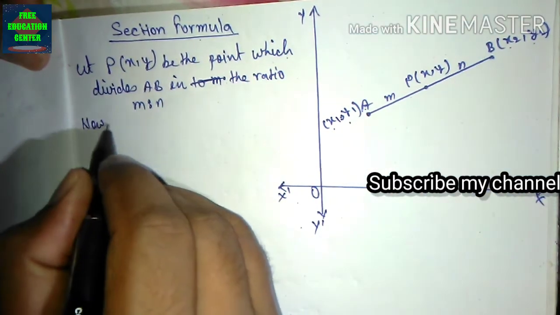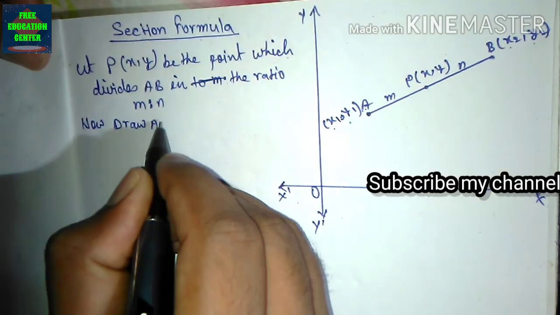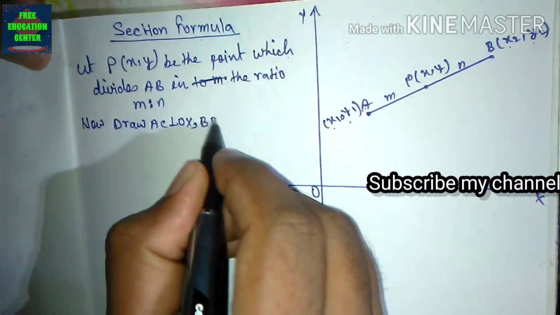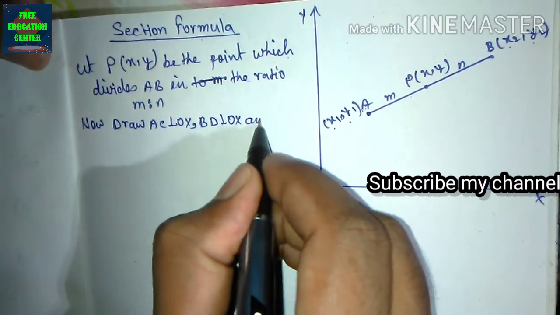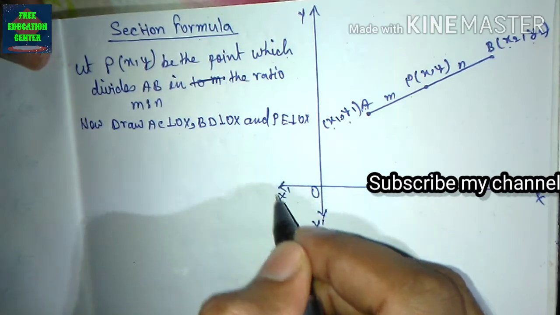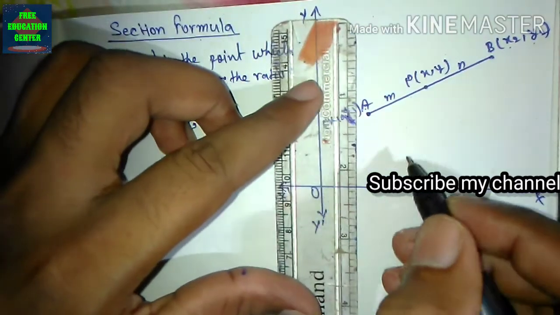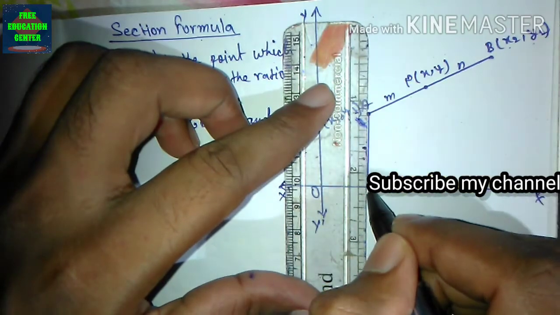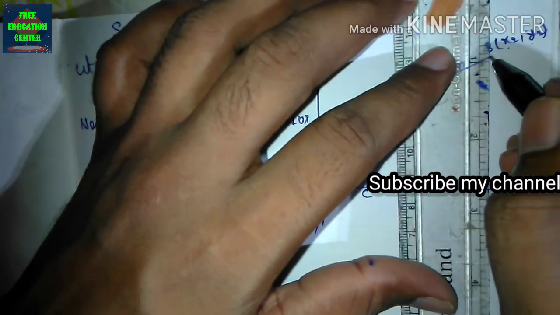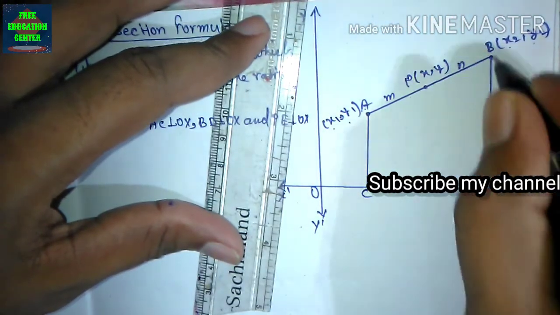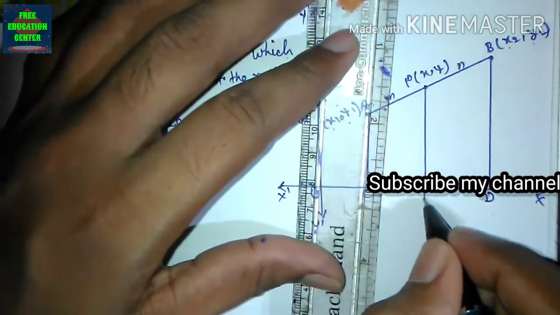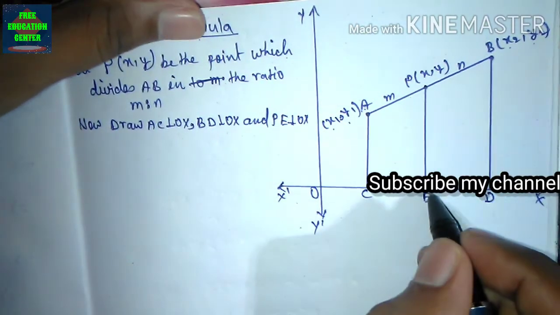Now draw AC perpendicular to OX, BD perpendicular to OX and PE perpendicular to OX. Here AC perpendicular to OX, BD perpendicular to OX and PE perpendicular to OX.